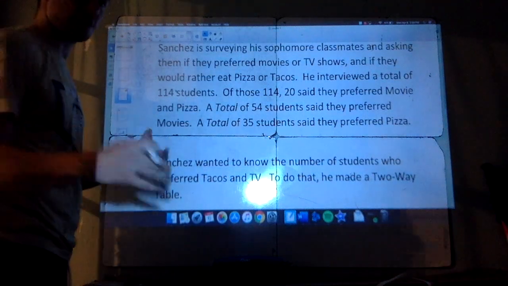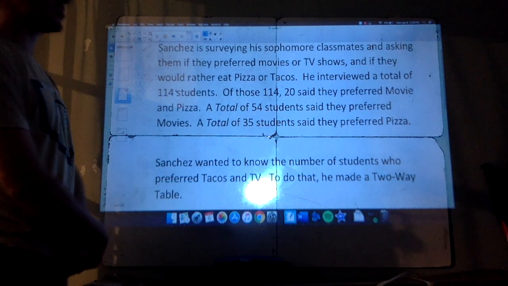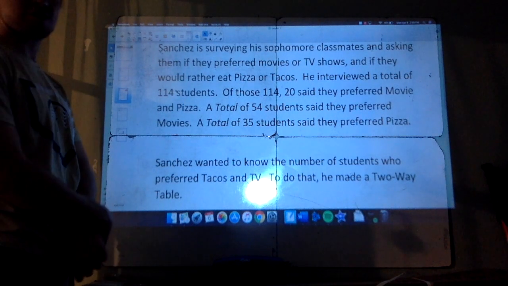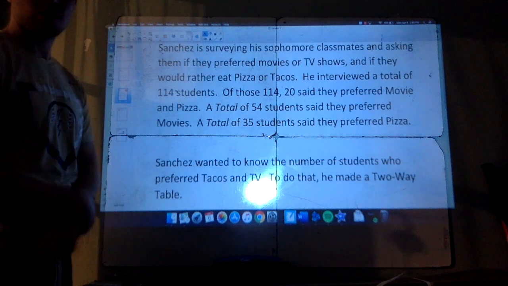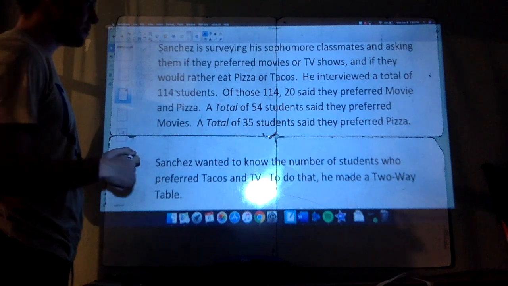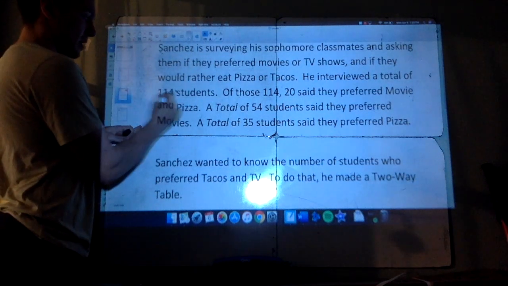So the next part of our lesson, we're going to start applying these. Sanchez is surveying his sophomore classmates and asking them if they preferred movies or TV shows. That was question 1. And question 2 was, would you rather eat pizza or tacos? So we interviewed a total of 114 students. That's an important number. I'm going to underline that.